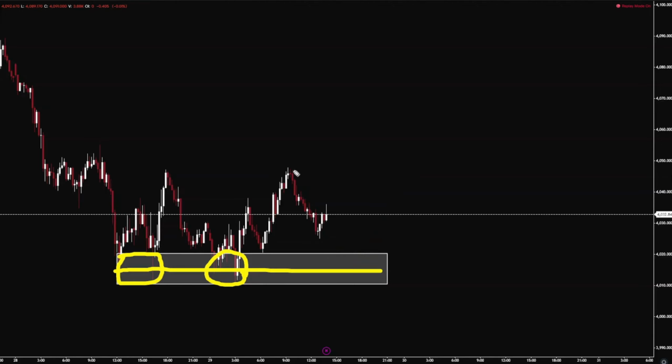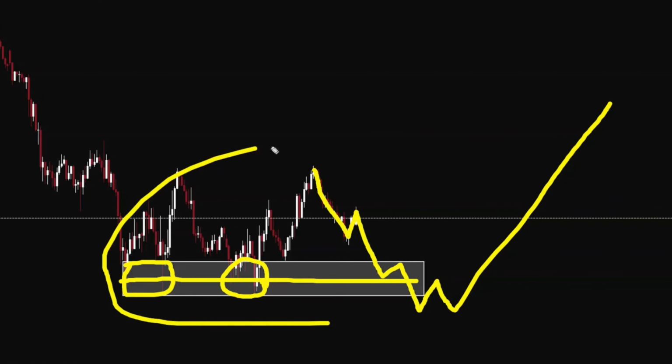First possibility, price respects the level and bounces. Second, it turns before it even gets there. And the third, price breaks the level. Your stop gets hit, and then it rips back above. That's the one we're talking about.